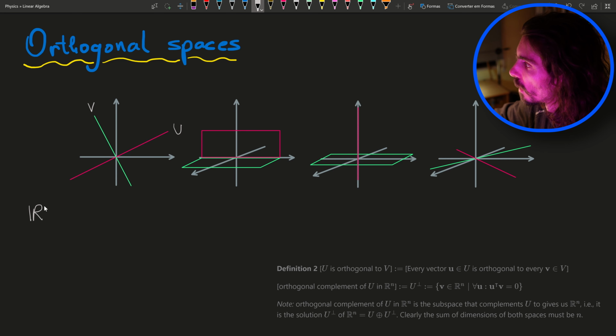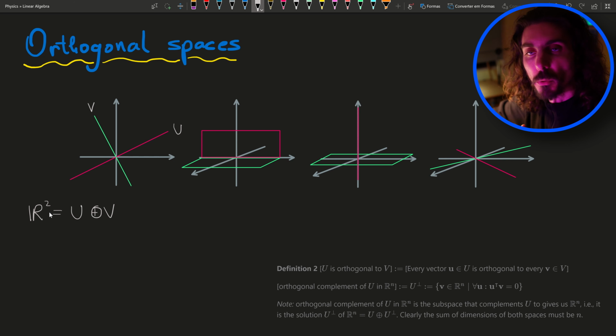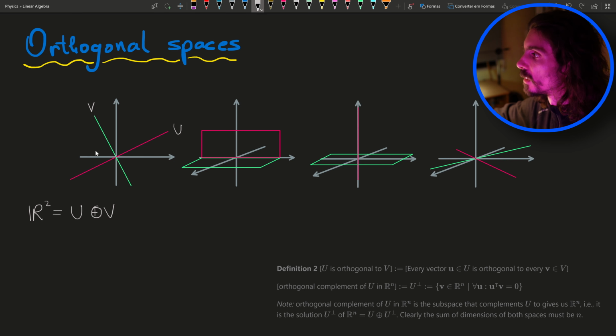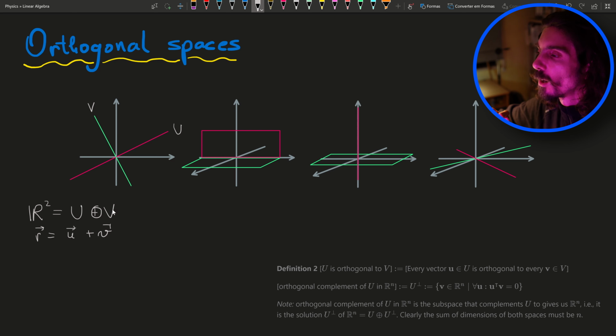So any vector in this 2-dimensional space can be written as some U plus V, some appropriate linear combination. So this is very important. A second important thing is to say that U direct product with V gives us the whole R squared space. And thus, we say that V, for example, is the orthogonal complement of U.